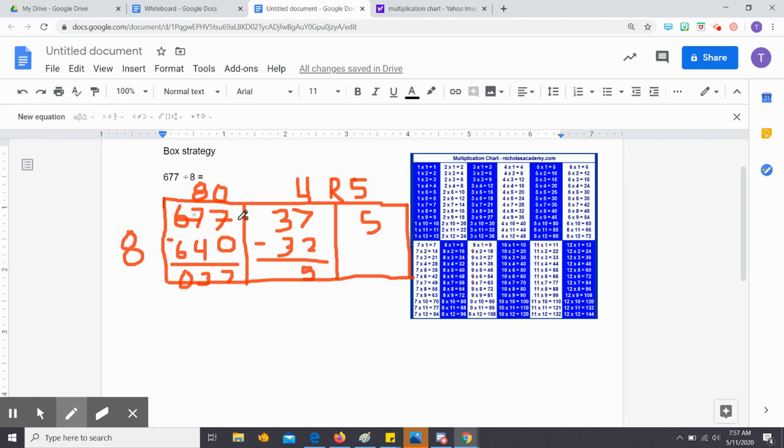So now I have 80. And like in the area model of multiplication, I add plus my 4 plus my remainder of 5. Well, 80 plus 4 is 84, with a remainder of 5. So my answer would be 84 remainder 5. And that is how you would use the box strategy when your first digit that you are dividing into is smaller than the number you're dividing by.